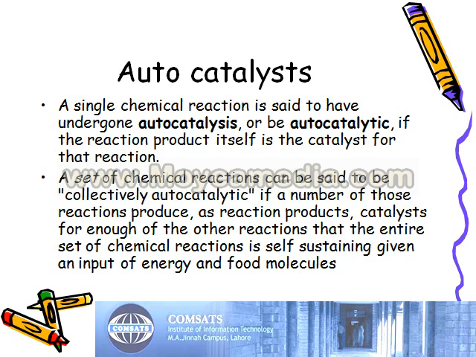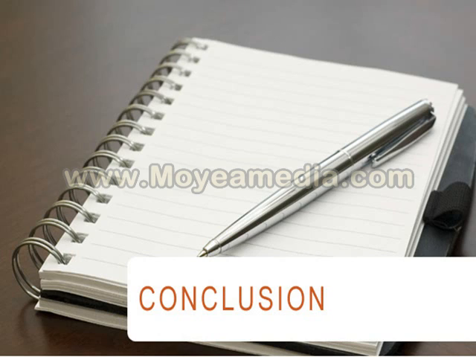Autocatalyst. A single chemical reaction is said to have undergone autocatalysis, or be autocatalytic, if the reaction product itself is the catalyst for that reaction. A set of chemical reactions can be said to be collectively autocatalytic if a number of those reactions produce, as reaction products, catalysts for enough of the other reactions that the entire set of chemical reactions is self-sustaining given an input of energy and food molecules.